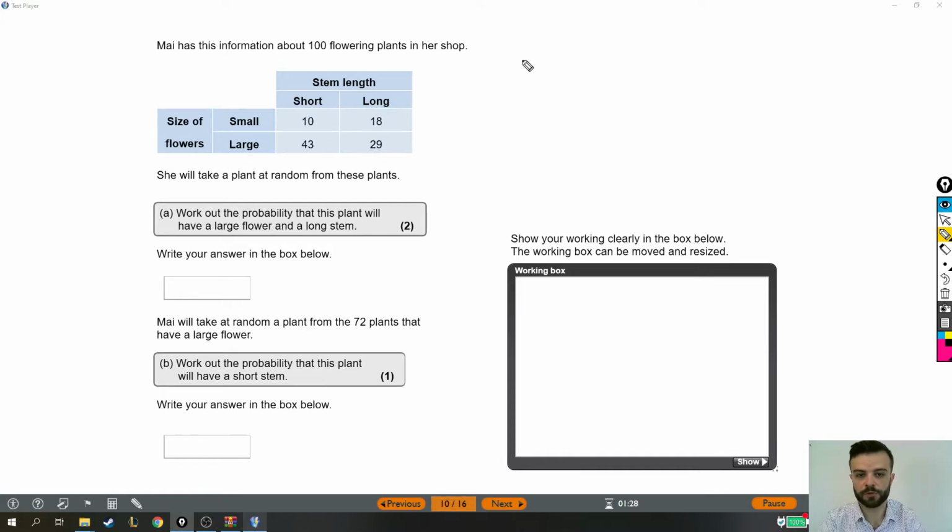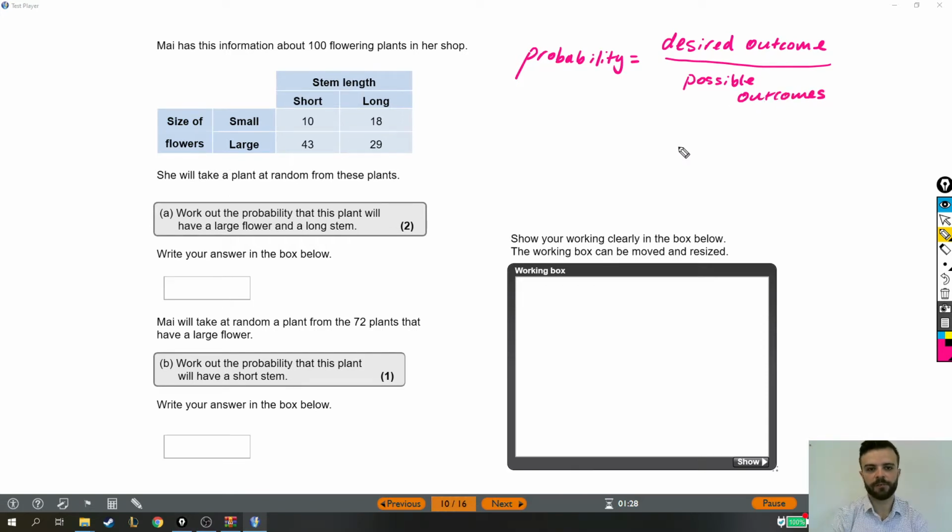Now, usually when I talk about probability, I say that it's easiest to think of as a fraction initially. And that fraction is the desired outcome, but I'll explain what I mean by that in a sec. The desired outcome out of the possible outcomes. What I mean by desired outcome, I don't mean we want it to happen necessarily, I just mean it's the one we're looking at.